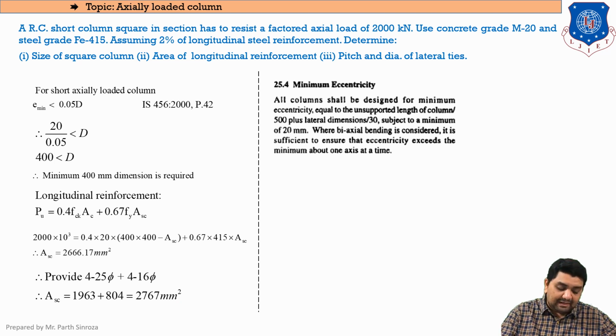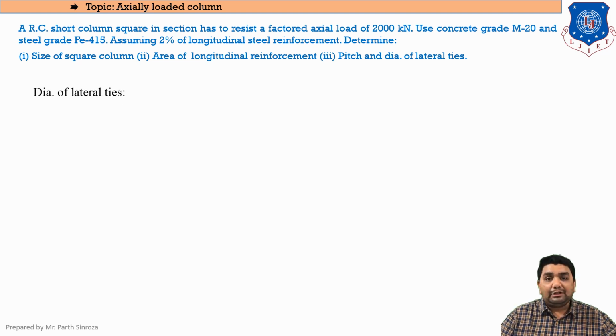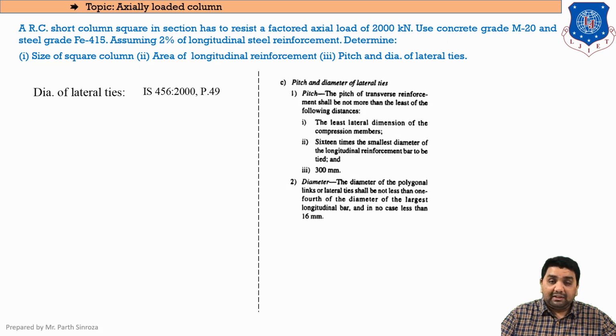So in this case, our second step is completed, the second question was to find the area of longitudinal reinforcement. Now we'll be moving towards the third case, that is, to find the pitch and diameter of lateral ties. First we will find the diameter of lateral ties, and to do that we'll be moving to page number 49 of your IS code. So pause this video and go to page number 49.